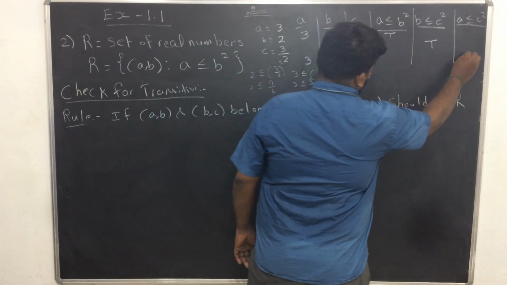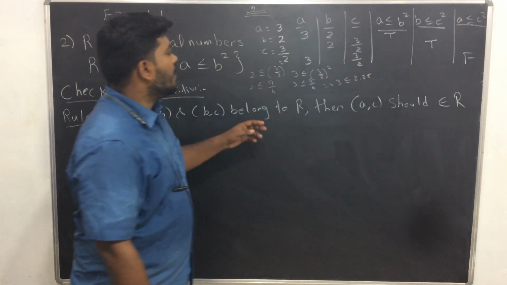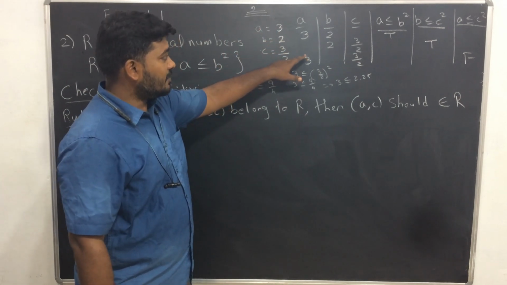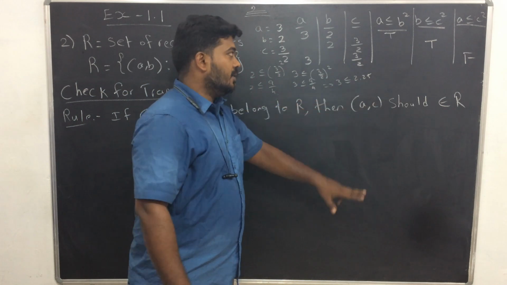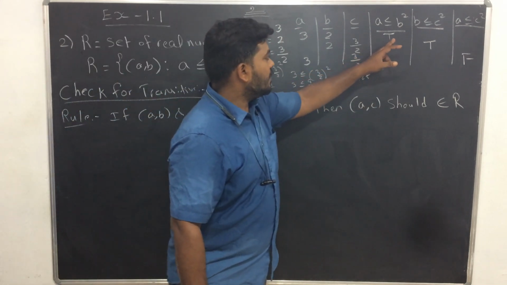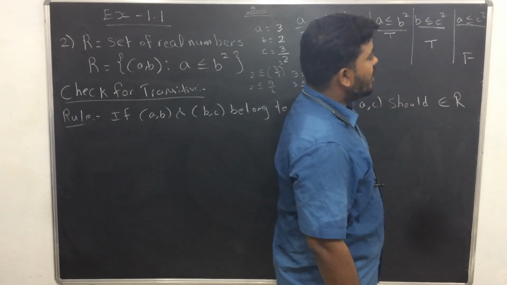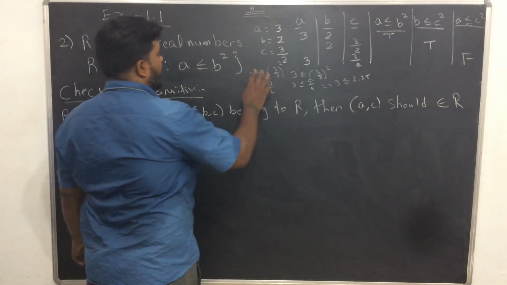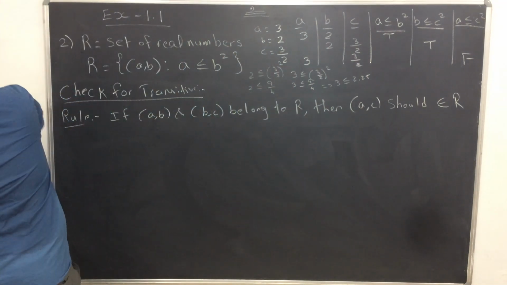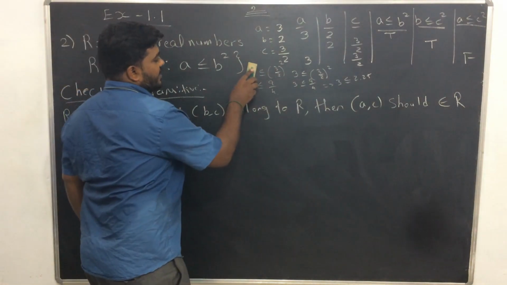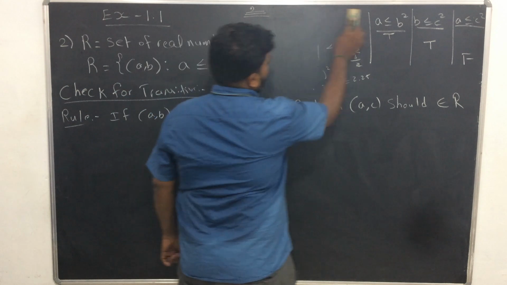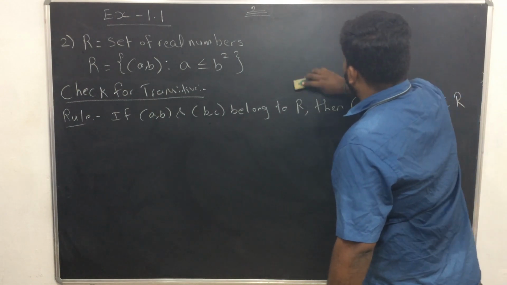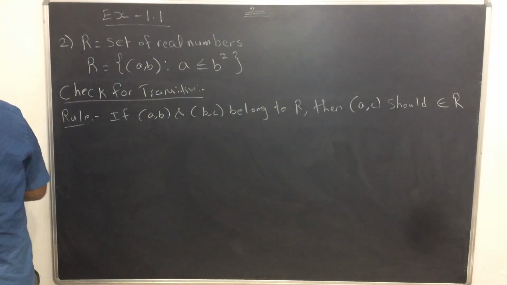So this is false. So finally we found that if A is 3 and B is 2 and C is 3 by 2, A comma C does not belong to R. A comma B is in R, B comma C is in R, but A comma C is not there in R. So finally we can say that this relation is not transitive. For any one set of terms, if you prove that A comma C is not there in R, you can straight away say that the relation is not transitive. We need just one example to prove. Now, how do you write this?